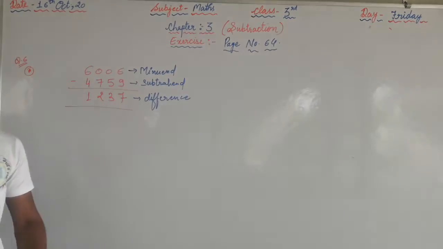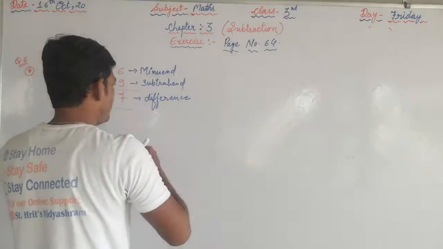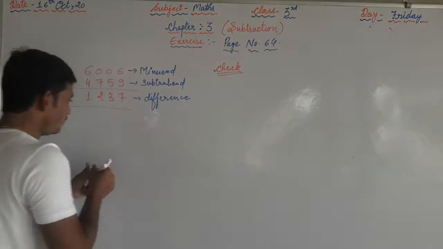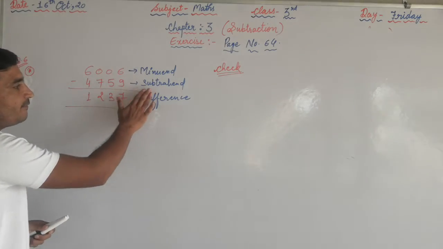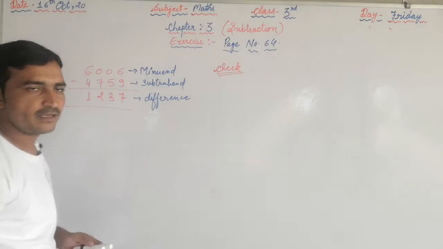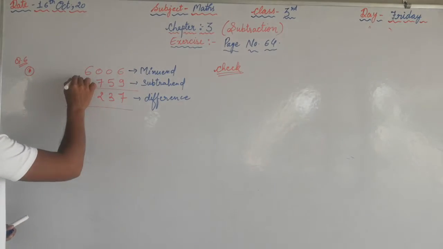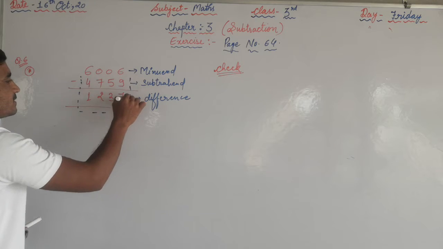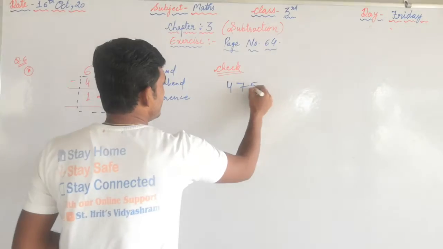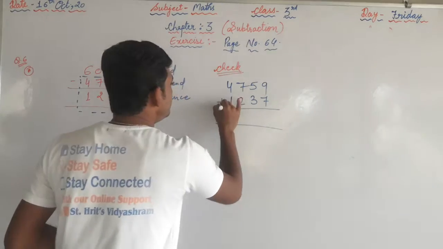So what you have to do, you have to check whether this subtraction is right or not. How do you check? You know very well how to check the subtraction. When you add the subtrahend with the difference, if the minuend comes in the answer, that means your subtraction is right, otherwise there is some mistake in the subtraction. Now first we check whether our subtraction is right or not. You have to add these two numbers, 4759 and 1237.